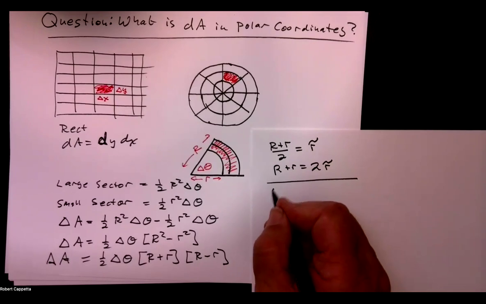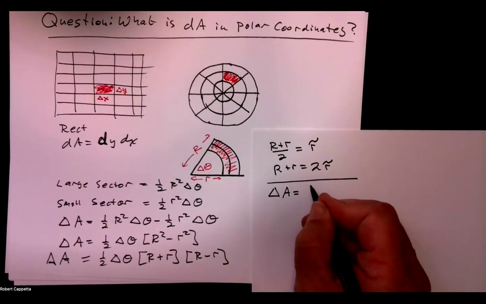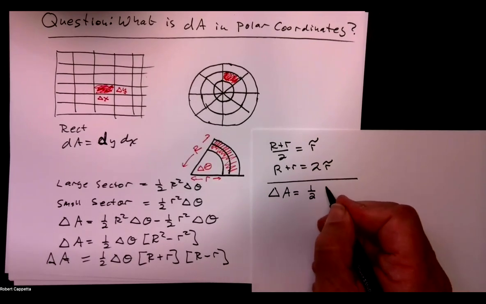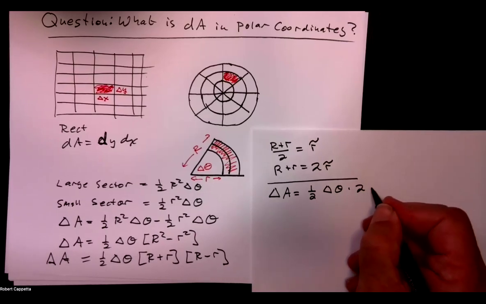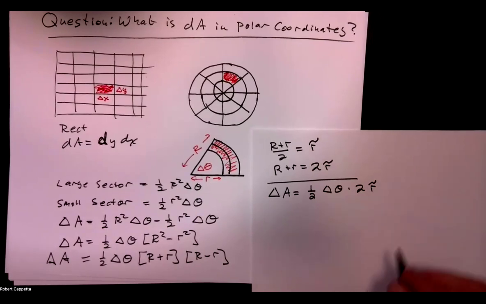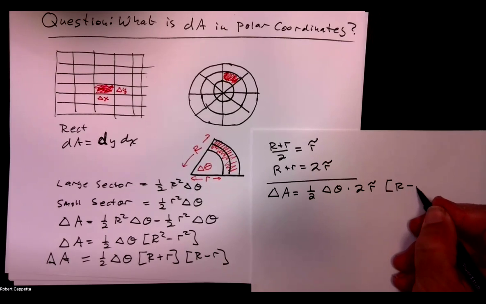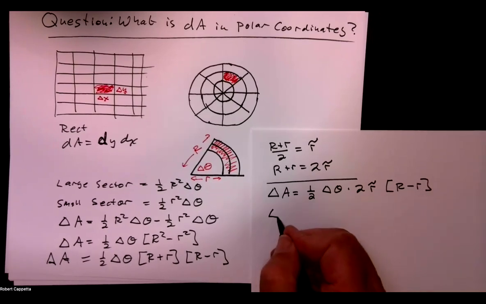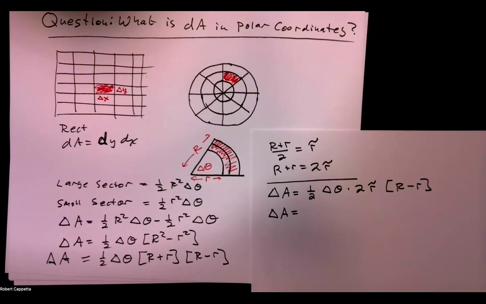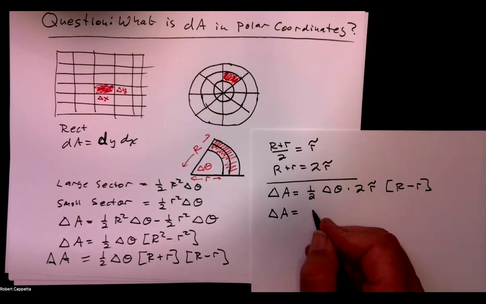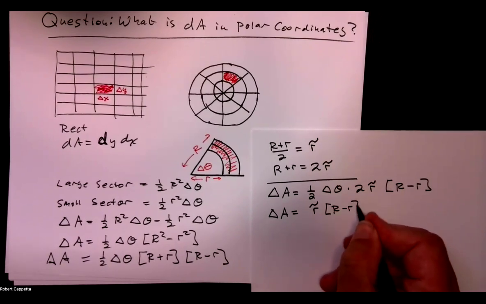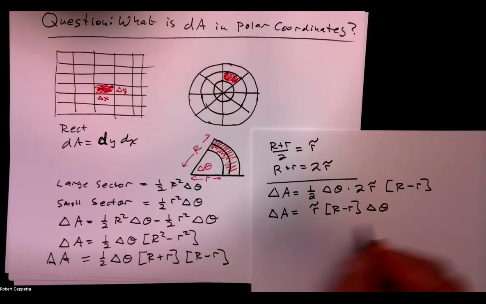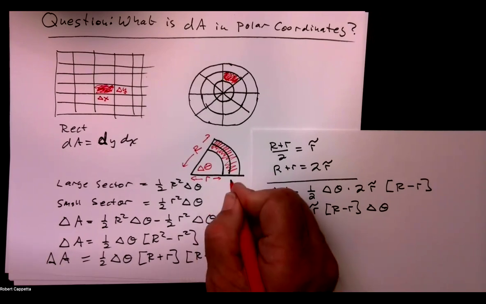Where is that going to put me? Change in A is 1/2 change in theta. Big R plus little r is twice average R times big R minus little r. Well, the 2's go away, and the change in A is average R times big R minus little r, times the change in theta. But what is big R minus little r? Big R minus little r would be the change in R.